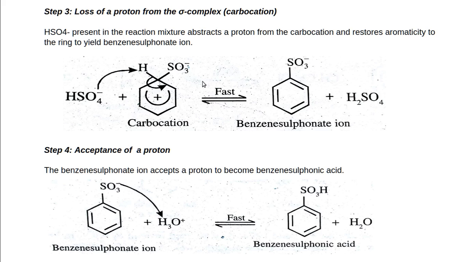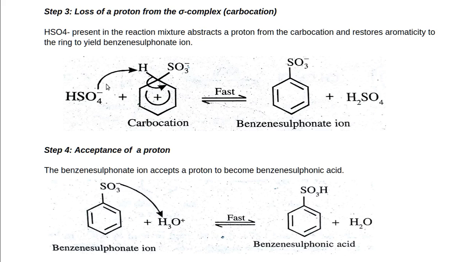Then the mechanism of sulfonation involves mainly 4 steps. 2 steps we discussed. Then the third step is the loss of a proton from the sigma complex, that is the carbocation. Then HSO4 minus present in the reaction mix, that is obtained from the first step, abstracts a proton from the carbocation and restores aromaticity to the ring to yield the benzene sulfonate ion.